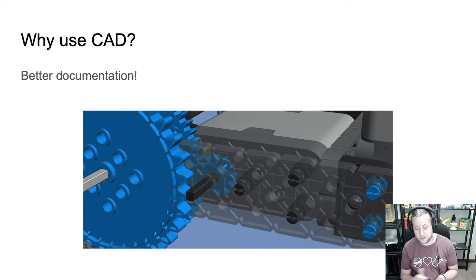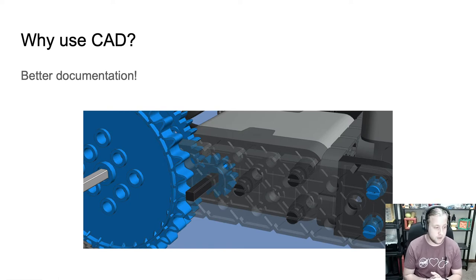And the third reason to use CAD is that it can make your documentation better. By taking screenshots of CAD, you can do stuff that you can't do very easily with photographs or with drawings. If there's a part in the way of showing how your mechanism works, you can hide it. If you want to zoom way into a tiny little part, you can do that more easily than taking a photo. So CAD screenshots and other information can be a great addition to your engineering notebook as well.